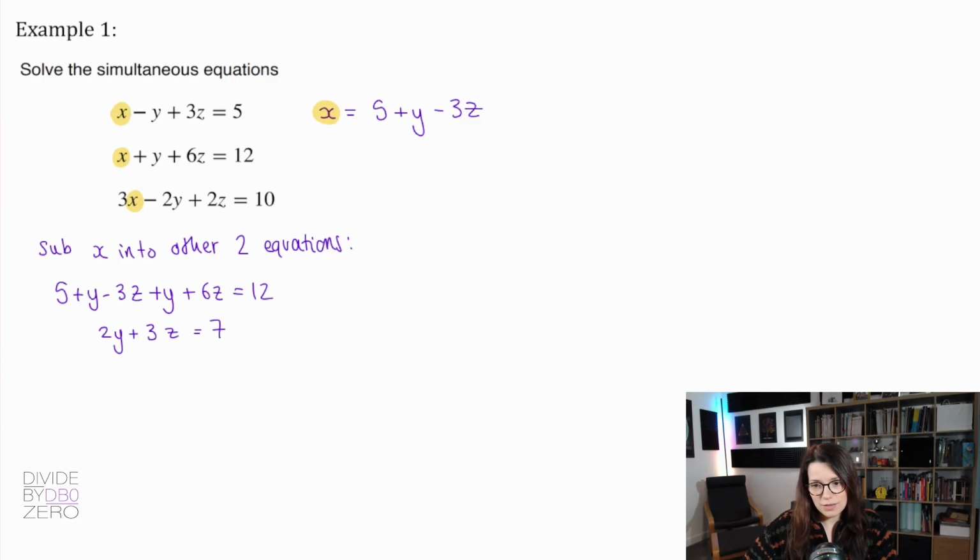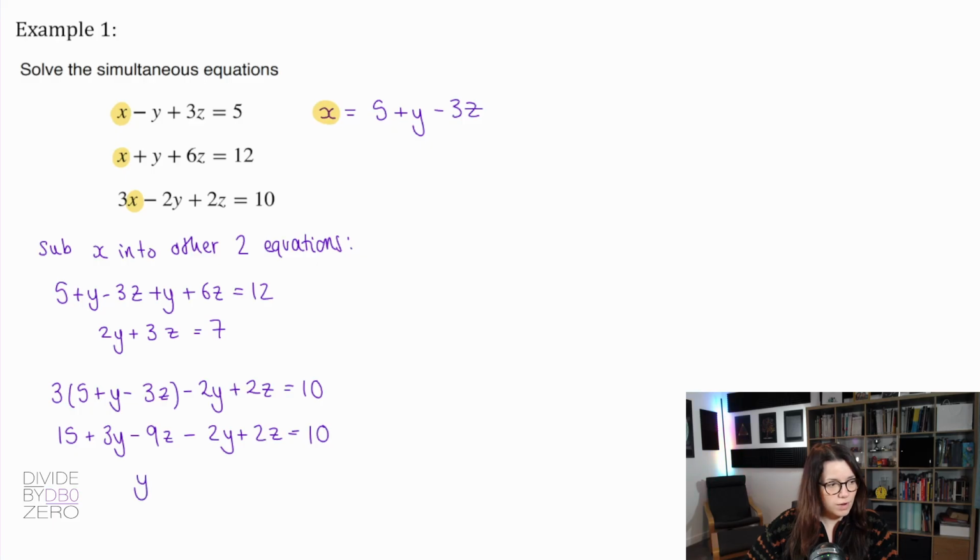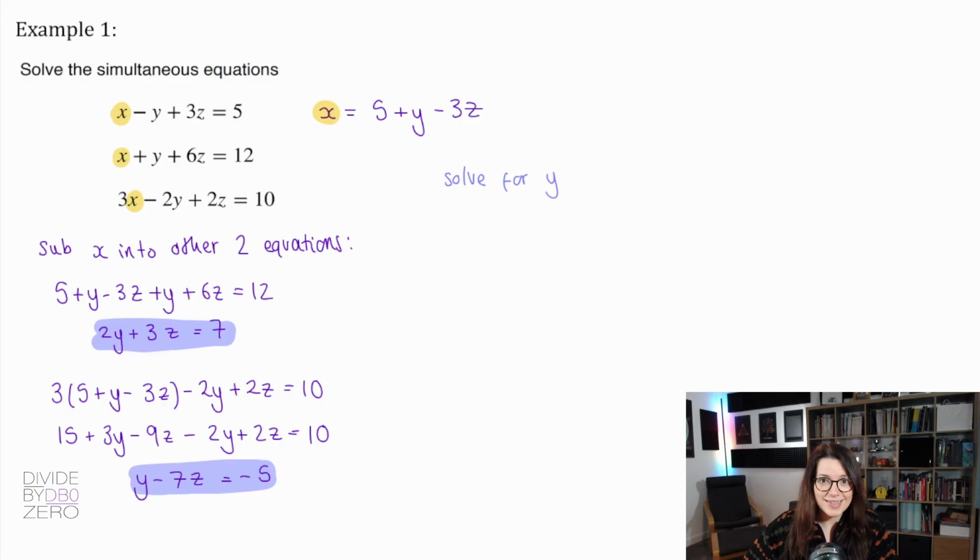And then subbing into the other one gives this. Expanding and simplifying, tidy up and you get y minus 7z equals negative 5. Now we have two equations with just y and z in them. Two equations with two unknowns means we can solve for those simultaneously as we normally do.